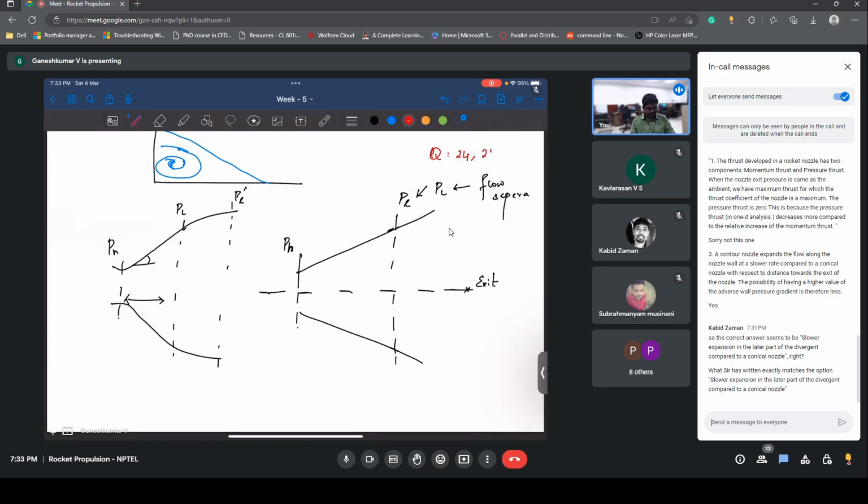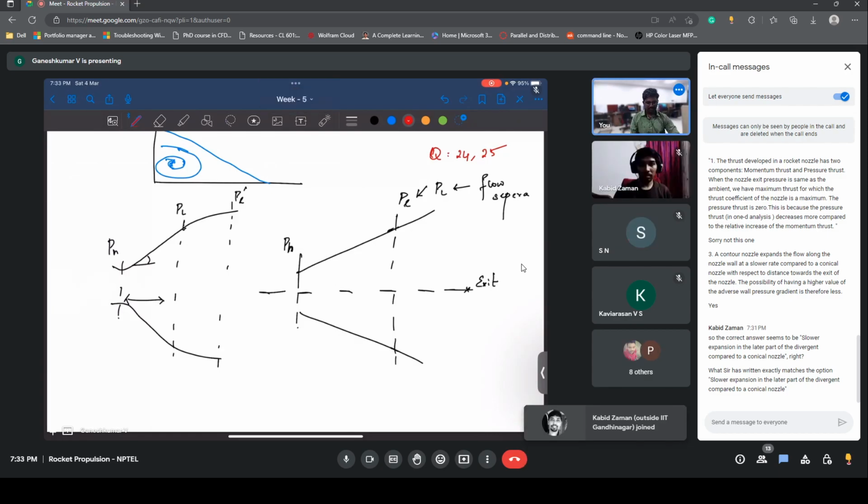Maybe I will talk about this also with the professor and I will let you know. What Sir wrote exactly matches with the other option, the smaller expansion in the later part of divergent compared to the conical nozzle. So I'm not sure. I will talk to the professor and I will let you know. Okay, thank you. Are there any more questions?